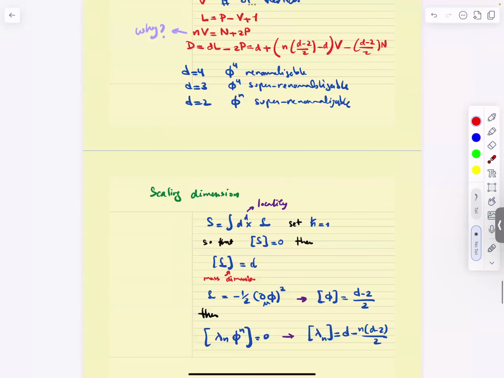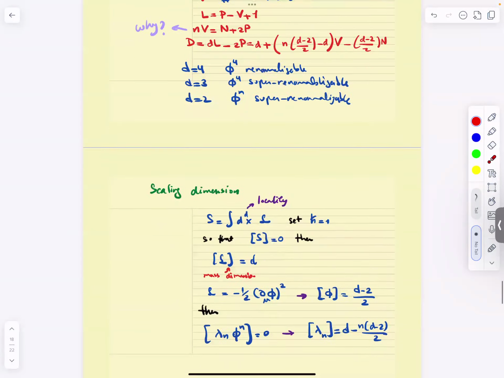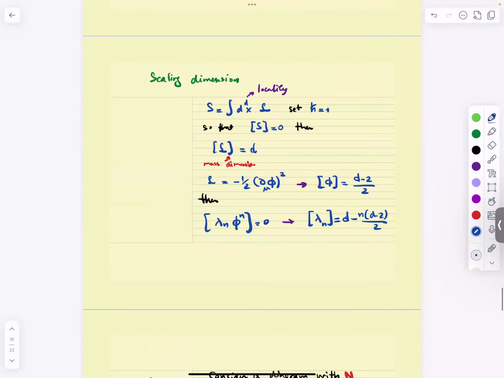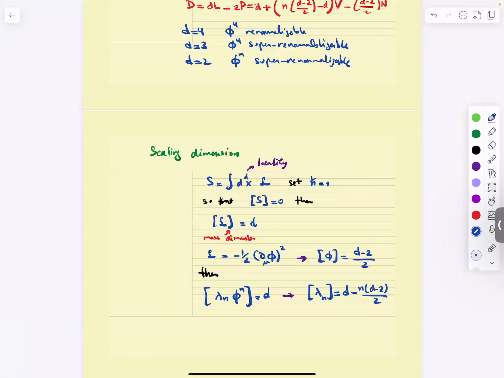Right? So now, if you have a lambda phi^n term, the dimensionality of this has to be d as well. But the dimensionality of phi^n is n times (d minus 2) over 2. So the dimensionality of lambda, let me call this term lambda_n phi^n, right? No, I did this wrong. This has to be d. Yeah, then the dimensionality of lambda_n is d minus n times (d minus 2) over 2. Good?